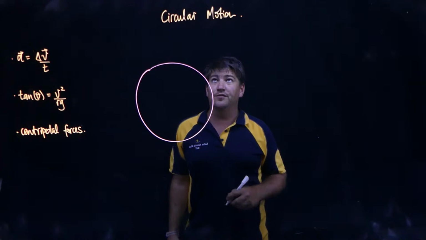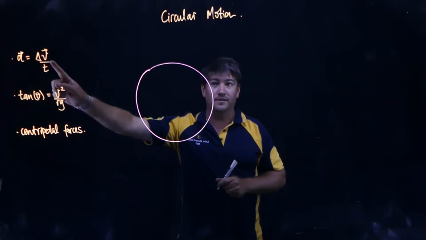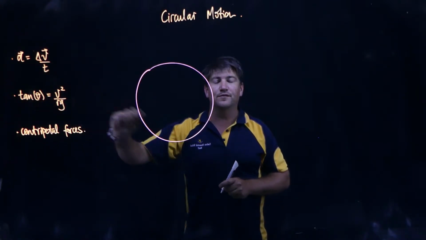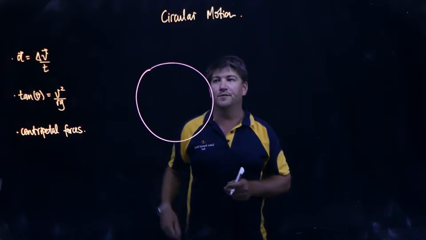Alrighty guys, welcome to Circular Motion. Today we're going to be talking about the relationship between the change of velocity over time and acceleration, how to derive tan theta equals v squared on rg for a banked road, and some different types of centripetal forces.